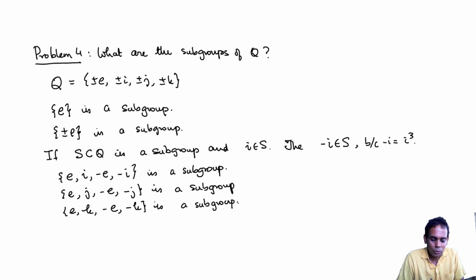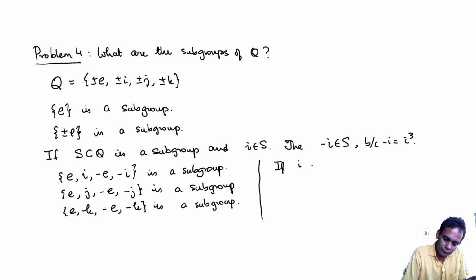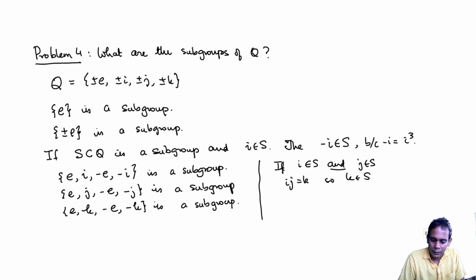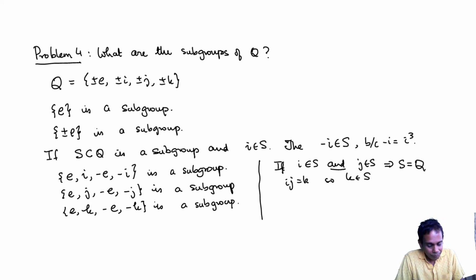Now suppose S is a subgroup which contains I and J. Then recall that Ij is equal to K, so K belongs to S. And minus I obviously belongs to S because that's I cubed, minus J belongs to S because it's J cubed, minus K belongs to S because it's K cubed, and of course E belongs to S and minus E belongs to S. So this implies that S is all of Q. And similarly, if a subgroup contains I and K or J and K or I and minus J, any such combination, it will be Q. So these are all the subgroups of Q.